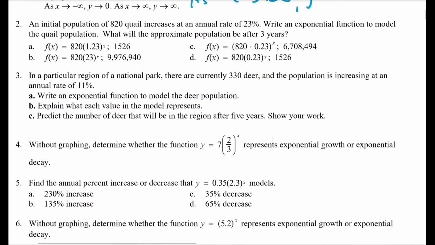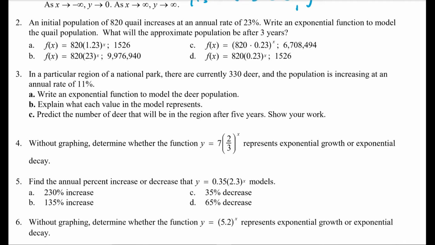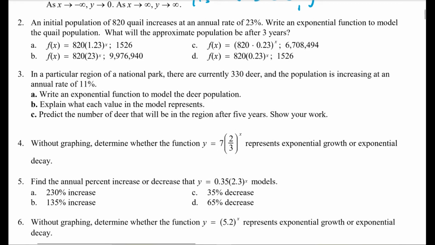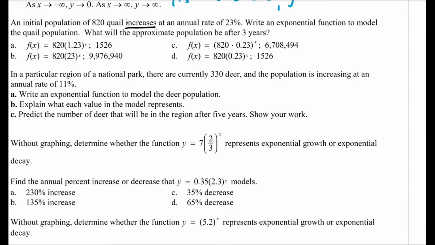All right, so number 2 says an initial population of 820 quail increases at an annual rate of 23%. Write an exponential function to model the quail population. What will the approximate population be after 3 years? Since we know it is increasing, it is a growth. So the general exponential growth model is written as y equals a times 1 plus r to the t power.